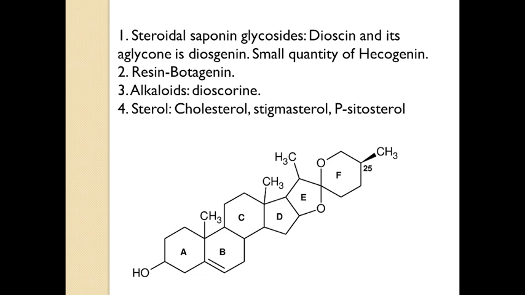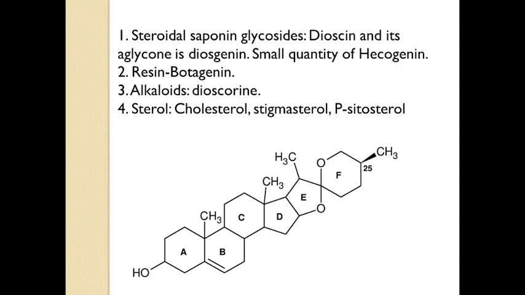Alkaloids, dioscorine, is an alkaloidal content which is present in the drug. Sterols, cholesterol, stigmasterol and beta-sitosterol, all these are the sterols which are present in the drug. So these are the important chemical constituents of the drug. This one is the structure of diosgenin.